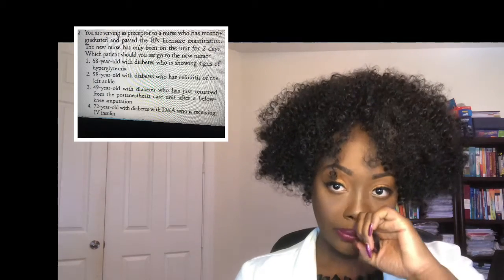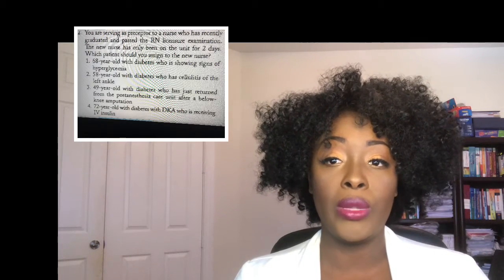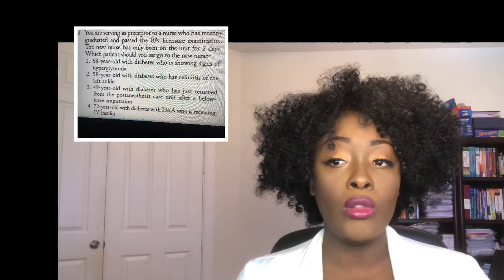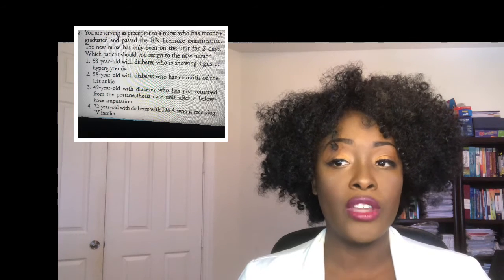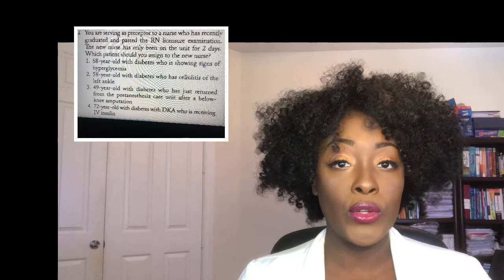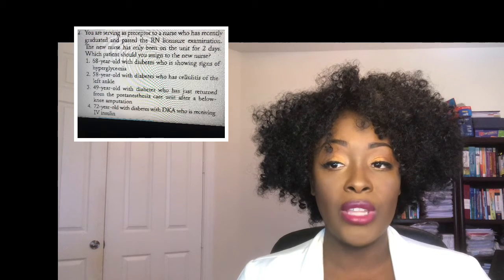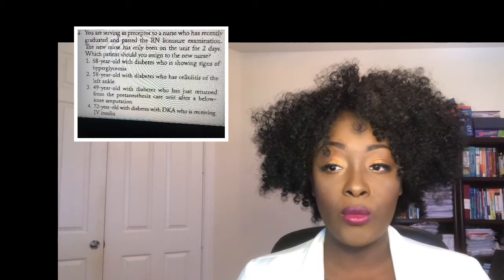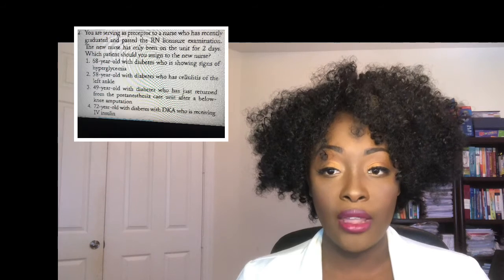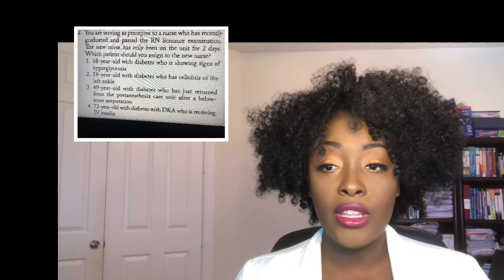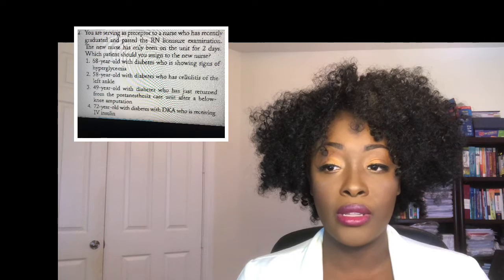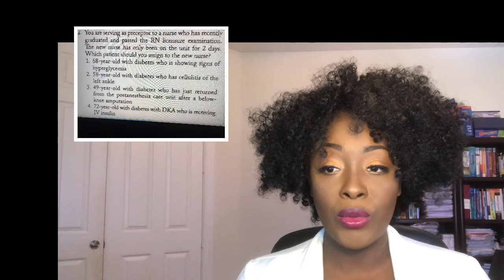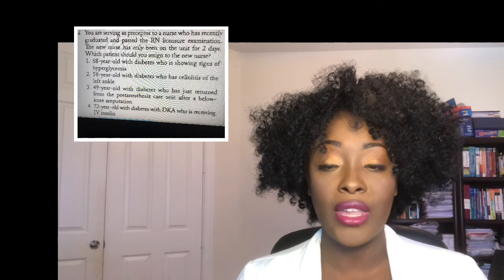Number 12. You're serving as a preceptor to a nurse who recently graduated and passed the RN licensure examination. The new nurse has only been on the unit for 2 days. Which patient should you assign to the new nurse? Your choices are 1, a 68-year-old with diabetes who's showing signs of hyperglycemia. 2, a 58-year-old with diabetes who has cellulitis of the left ankle. 3, a 49-year-old with diabetes who just returned from the post-anesthesia care unit after below-the-knee amputation. Or 4, a 72-year-old with diabetes with DKA who is receiving IV insulin.